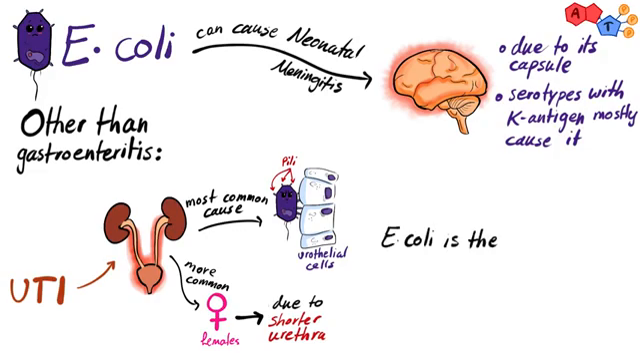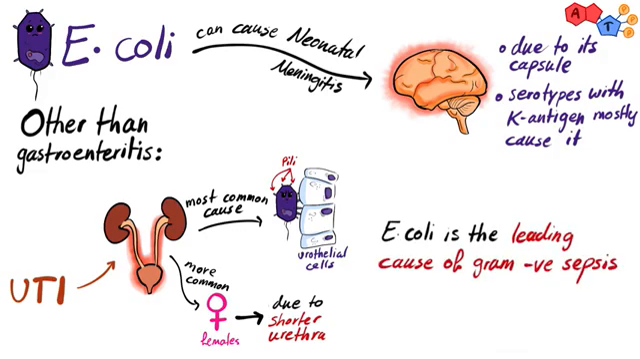Lastly, E. coli is the leading cause of gram-negative sepsis because of the endotoxin it has. This is all you need to know about E. coli, and this concludes our video, but stay tuned for the next part.